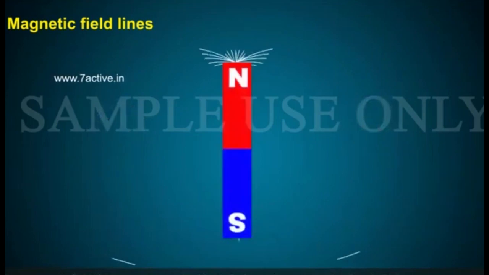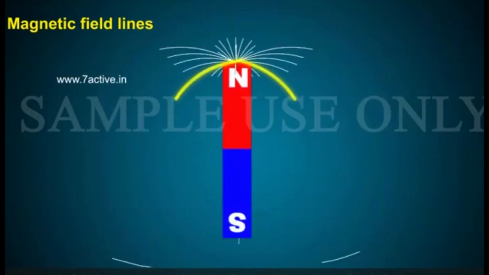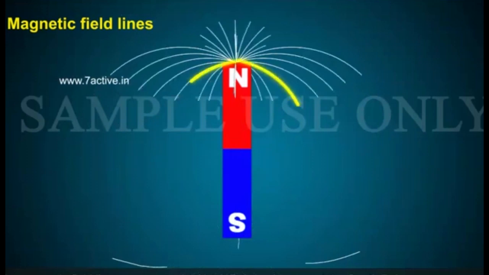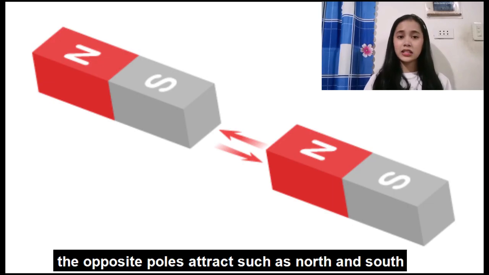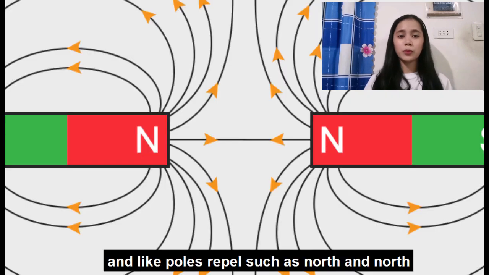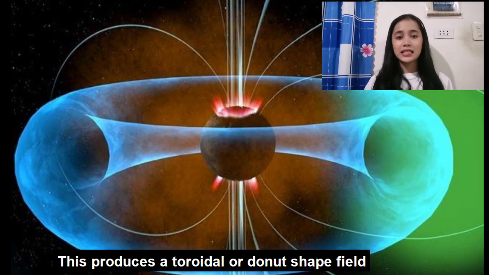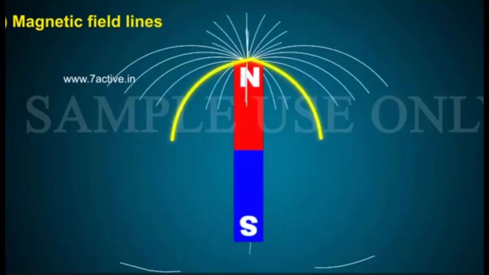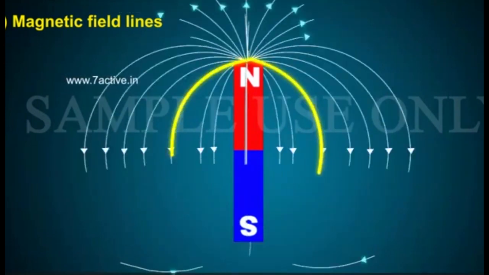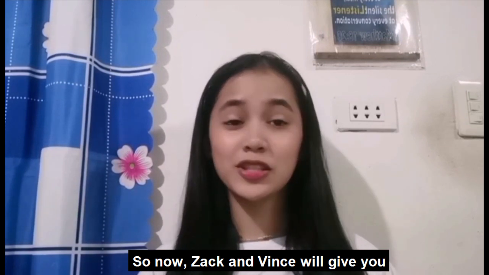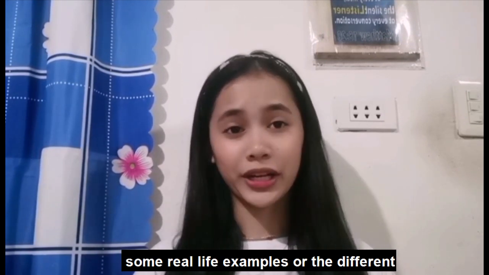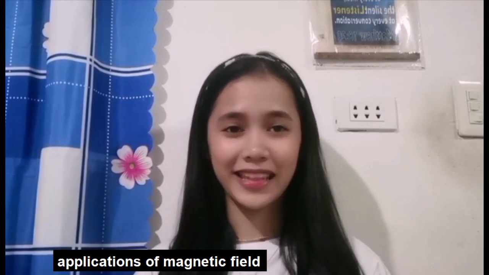The magnetic field sources are dipolar in nature, with the magnetic poles in north and south. According to Joseph Becker, the opposite poles attract, such as north and south, and like poles repel, such as north and north or south and south. This produces a toroidal or donut-shaped field as the trajectory spreads out of the North Pole and reaches the South Pole. So now, Zack and Vince will give you some real-life examples or the different applications of magnetic field in our day-to-day life.